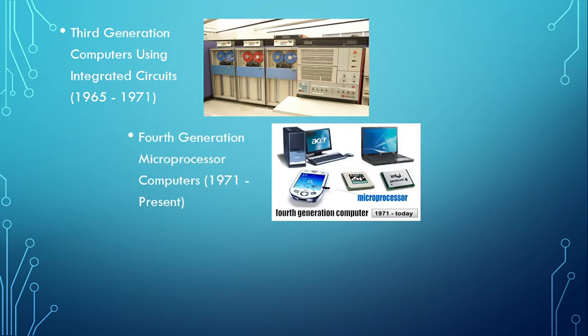Fourth generation is microprocessor computer, from 1971 until present. The computer we use today are fourth generation computer, which are made using a basic component called a microprocessor. Microprocessor chips have a thousand of transistors and several kinds of circuit elements which are connected to one another.